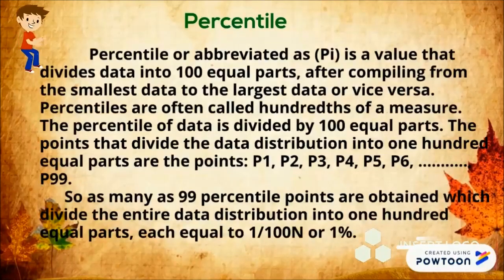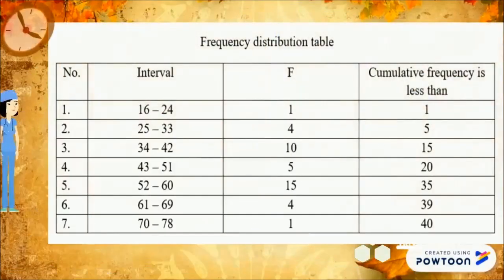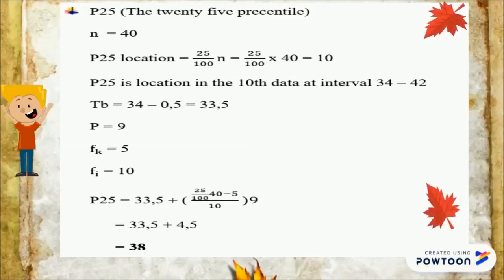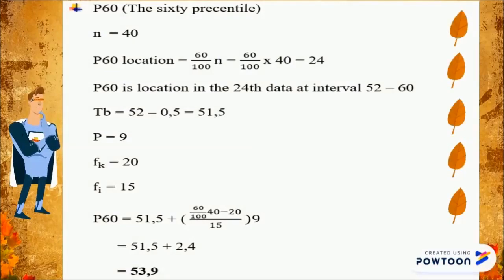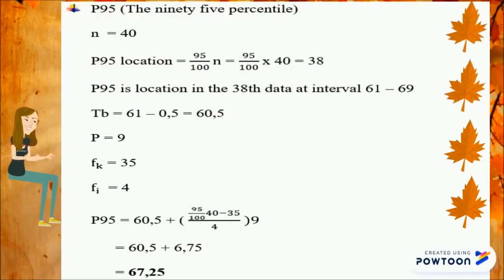Percentile is a value that divides data into 100 equal parts after ordering from the smallest data to the largest data. Group percentile data formula. The 25th percentile. The 60th percentile. The 95th percentile.